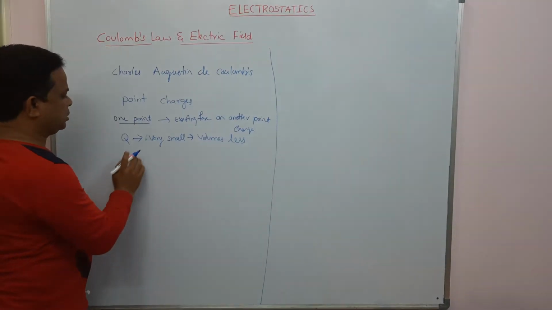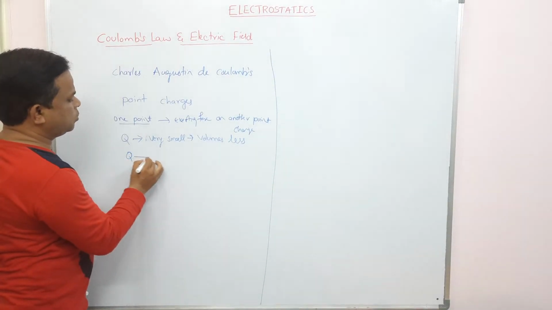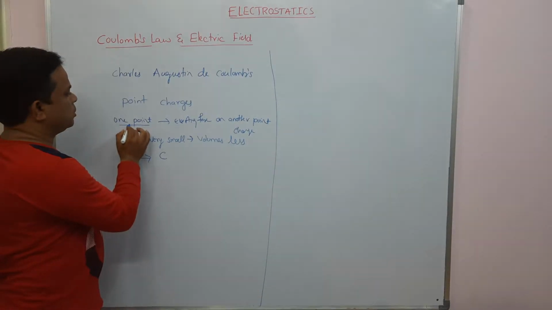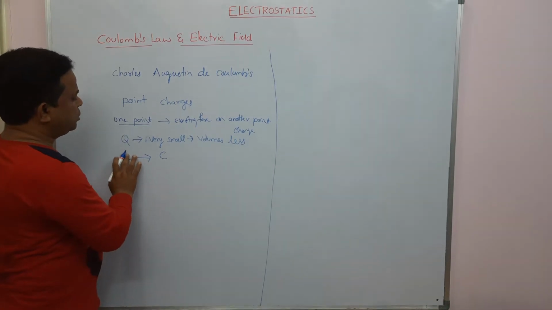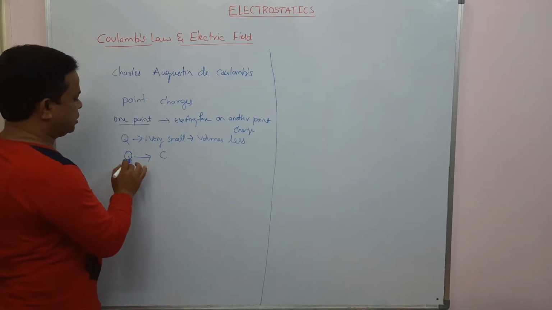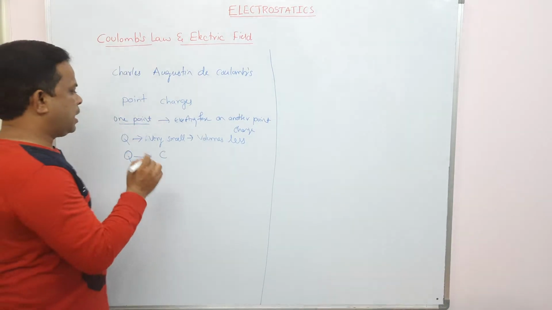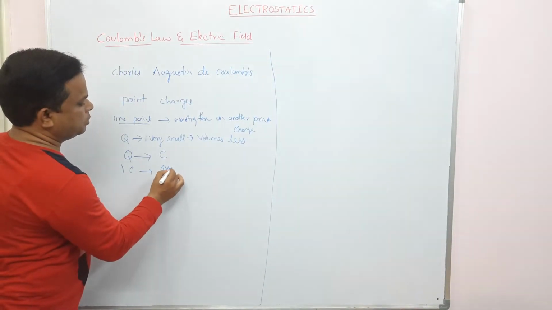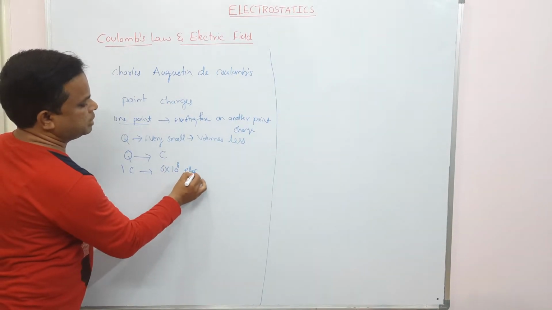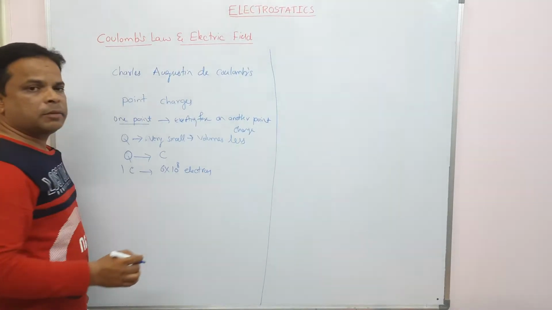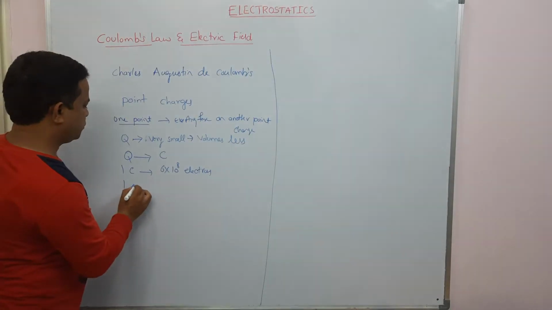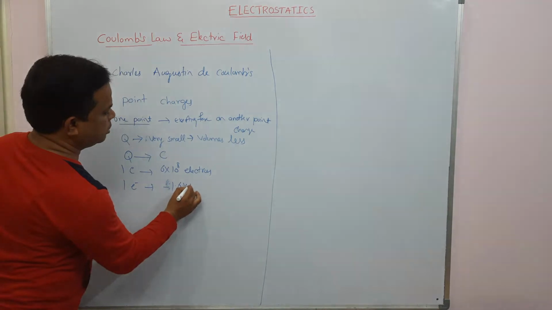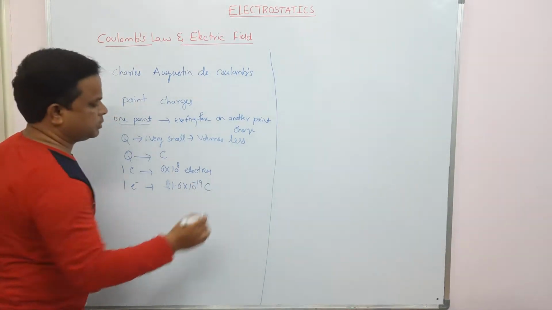Here this charge is measured in coulombs. So the unit for charge is coulombs here, and 1 coulomb is equal to 6 into 10 to the power of 18 electrons, which is a very big number, and 1 electron is equal to minus 1.6 into 10 to the power of minus 19 coulombs.